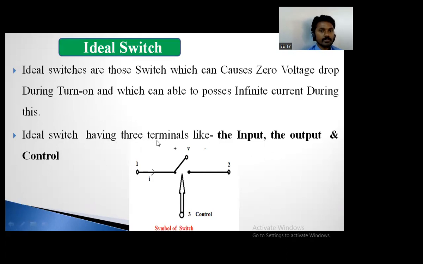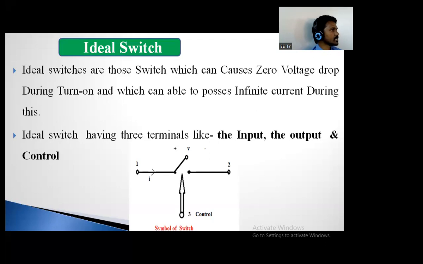Next, an ideal switch has three terminals: input, output, and control. Please listen. All the power semiconductor devices have three terminals or two terminals. For example, a diode has two terminals. Transistors have three terminals. An SCR has three terminals. Simply we can say all these devices are called switches.